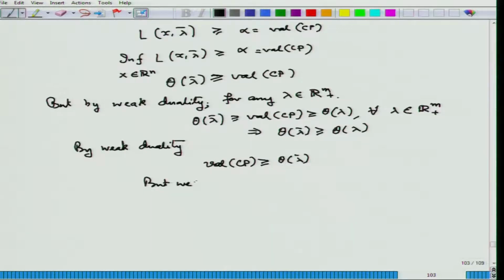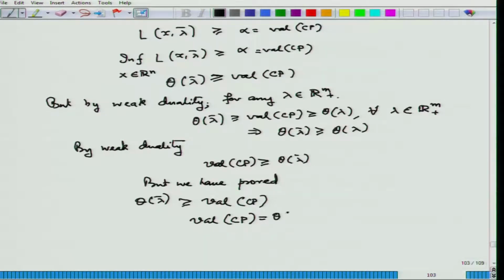But we have proved that value of Cp is obviously less than theta lambda bar. So, combining this I have value of Cp is equal to theta lambda bar. So, what is theta lambda bar? It is nothing but value of dP.